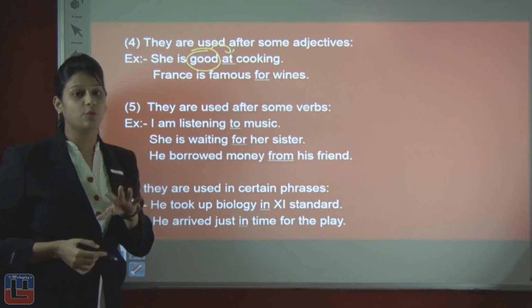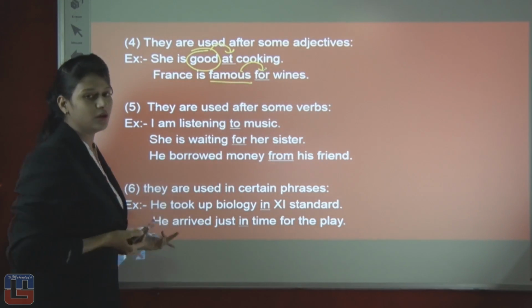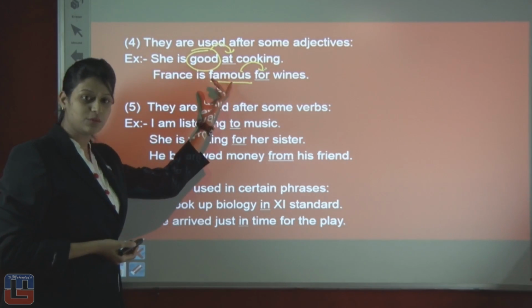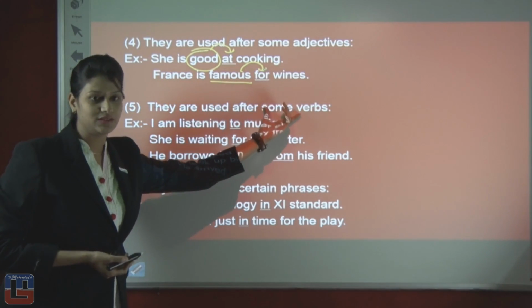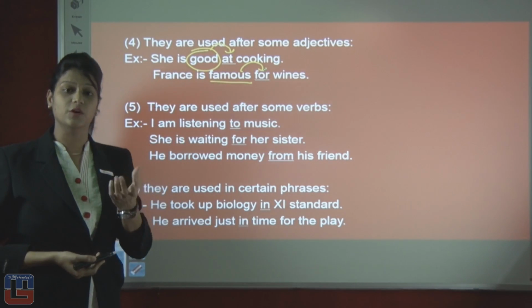France is famous for wines. Now again, famous is an adjective which is followed by the preposition for. So France is famous, and it's famous for what? It's famous for wines. The next point says that these prepositions can be used after some verbs as well.